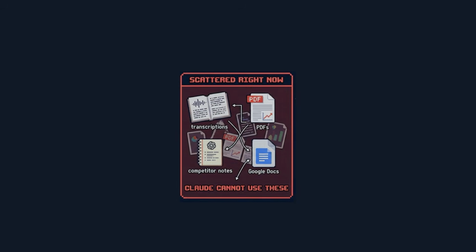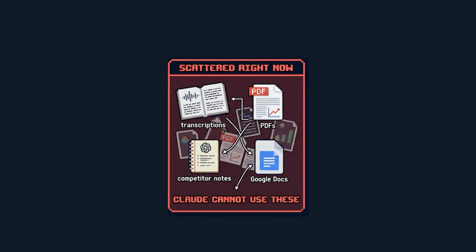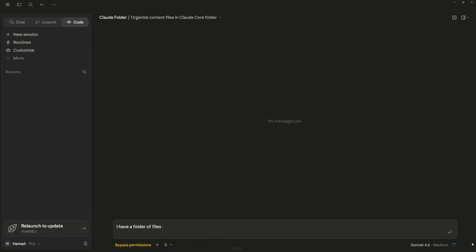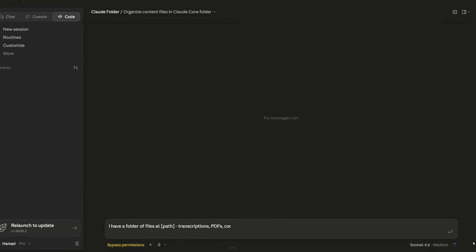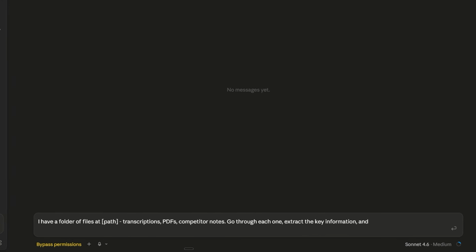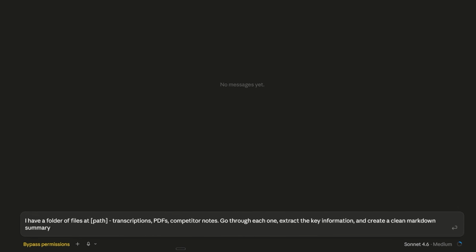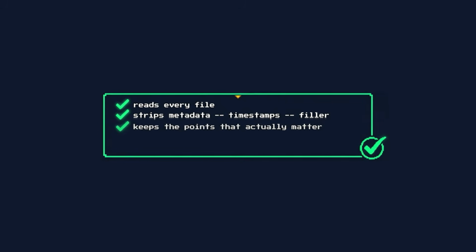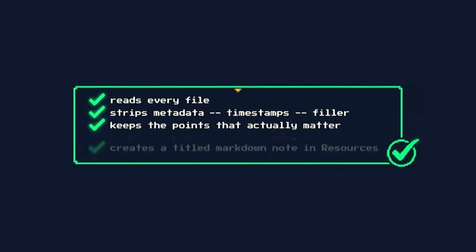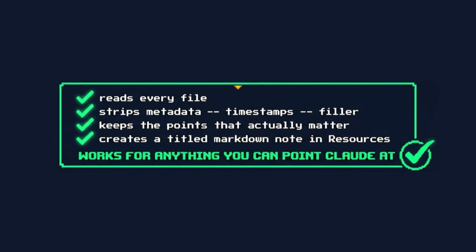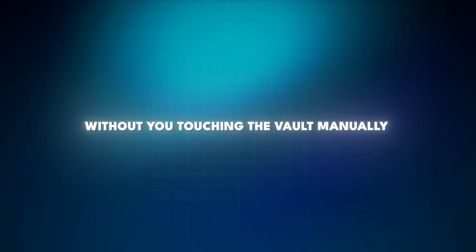First, if you have existing research sitting in folders right now, here's how to bring it in so Claude can actually use it. Tell Claude Code, I have a folder of files at path, transcriptions, PDFs, competitor notes. Go through each one, extract the key information, and create a clean markdown summary of each in my resources folder. Claude reads every file, strips the metadata, timestamps, and filler, keeps the points that actually matter, and creates a titled markdown note it can reference in any future session. Scattered research becomes searchable context overnight.